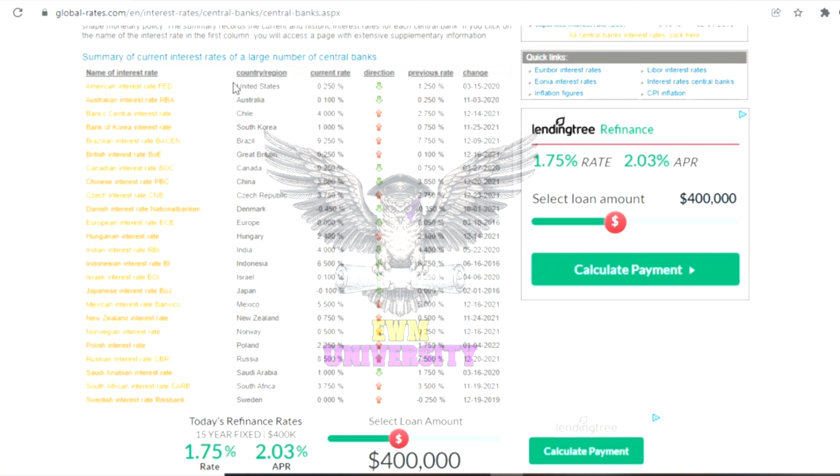So we see here for the American interest rate, the Federal Reserve here in the United States, the last time the interest rate was changed was March 2020. And we all know that was right in the middle of everything, in the beginning of it. And the previous rate before they changed it, March 15, 2020, was 1.25%. After that change, the interest rate dropped, and now we've been at a current interest rate of 0.25%. So we dropped a whole point, we dropped a whole number.